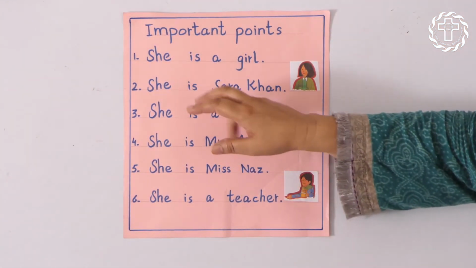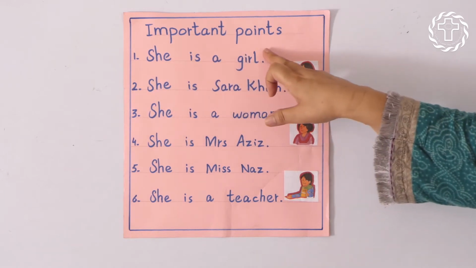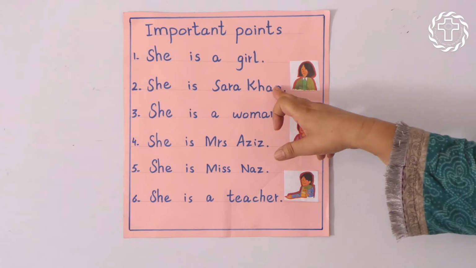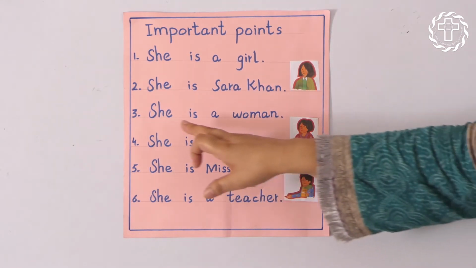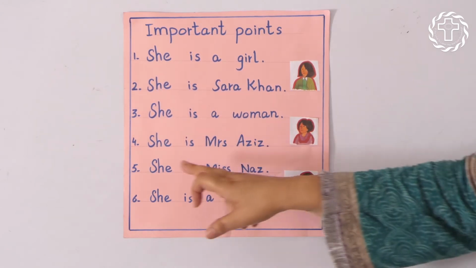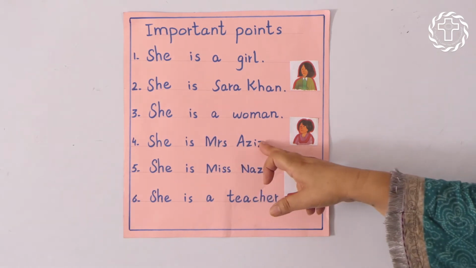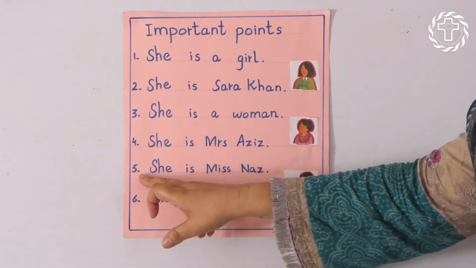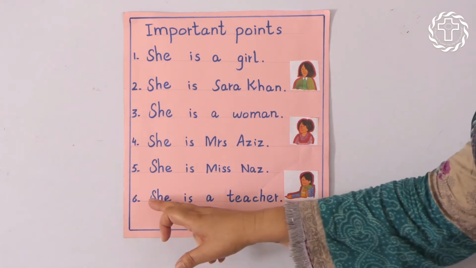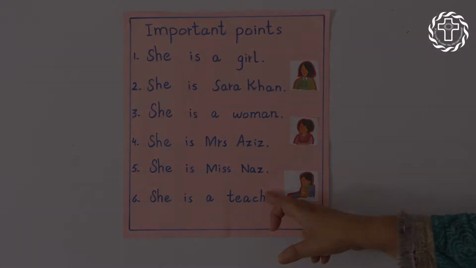These are the important points. The first one, she is a girl. The second, she is Sarah Khan. Sarah Khan is a name. And the third one, she is a woman. Fourth, she is Mrs. Aziz. And the fifth one, she is Miss Naz. And the sixth point, she is a teacher.